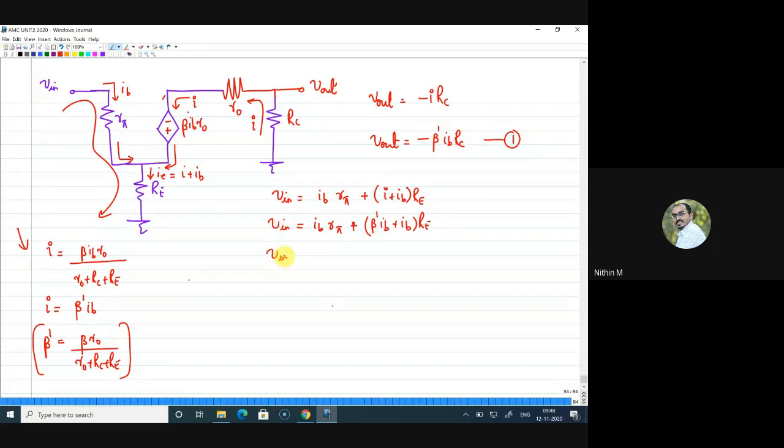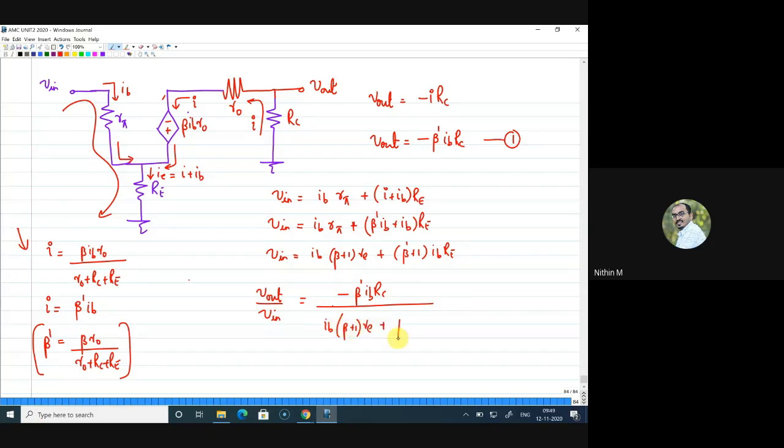So let me write it by taking all values together: beta plus 1 into RE plus beta dash plus 1 into IB into RE. This is V in. Now I have V in here and V out in terms of beta dash. So let me write V out by V in, which is equal to minus beta dash IB into RC divided by IB into beta plus 1 into RE plus beta dash plus 1 into IB into RE.